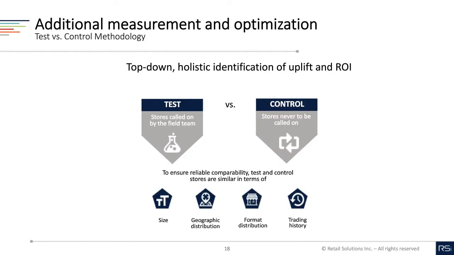Now let's move to the other components of the REO core offering. Let's take a look at the additional measurement and optimization tools we have available. We're looking here at test versus control, the top-down holistic identification of uplift and ROI through test versus control methodology. Test versus control is the monthly analysis of sales uplift performance across all supplier products based on a test group of stores, where item-level interventions took place, versus a control group with no in-store activity.